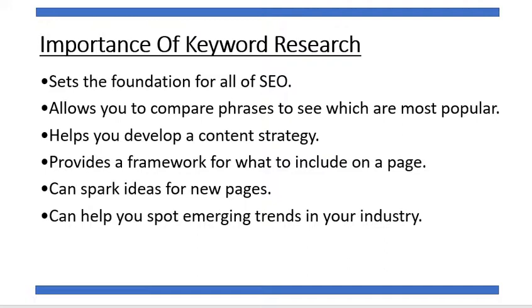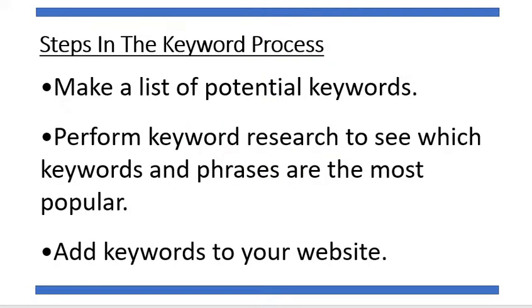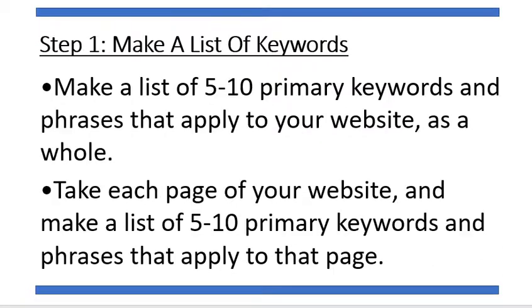Keyword research, at its best, can even spark ideas for new pages, and it can also help you spot emerging trends in your industry. So the steps in the keyword process are to first make a list of potential keywords, and second, perform research to compare those keywords to each other, and lastly, you'll add those keywords to your website.